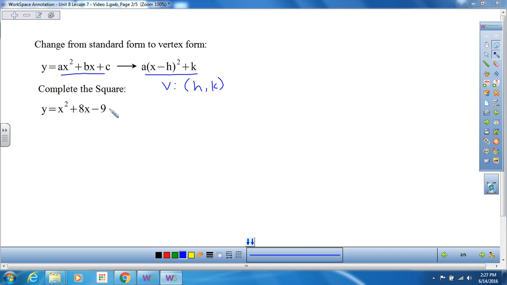Okay, so the first thing I have to do is move the c. Like, I need to move this 9. I'm going to add 9 to both sides. Now, I don't have a number here, so I can only write this left side as y plus 9.